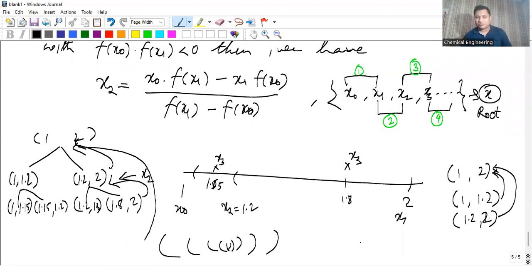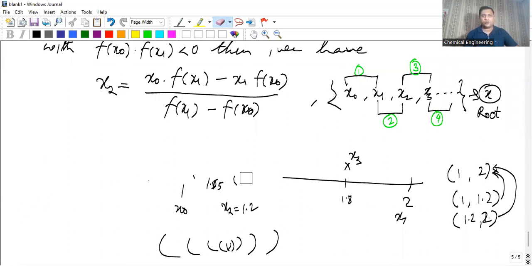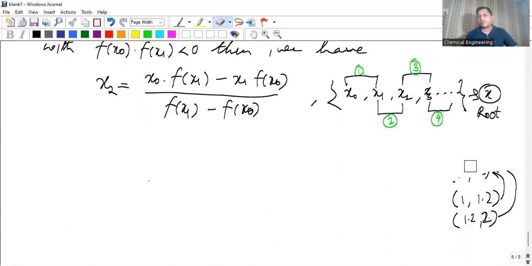Is that okay? Yes, sir. And this is called nested intervals. Thank you. Welcome. So you will have all the nested intervals, and by Cantor's theorem this intersection guarantees a single point, and that single point is going to be our root. So we are finding that root, and this is the approach of the secant method.